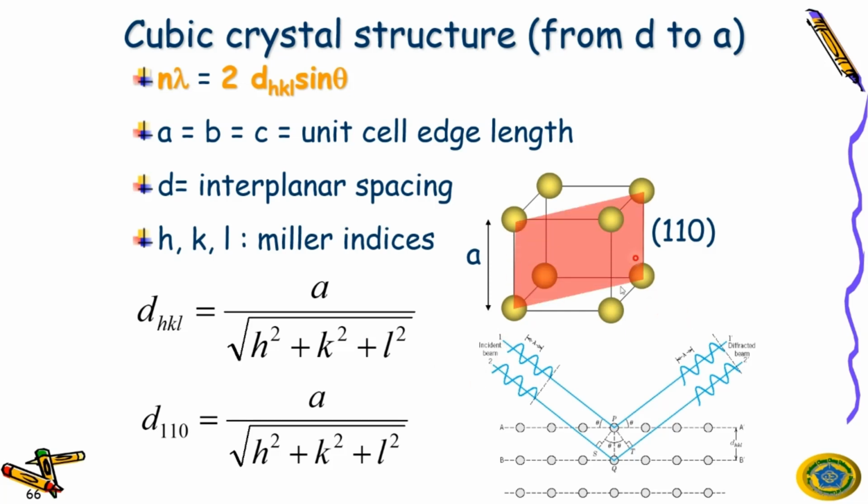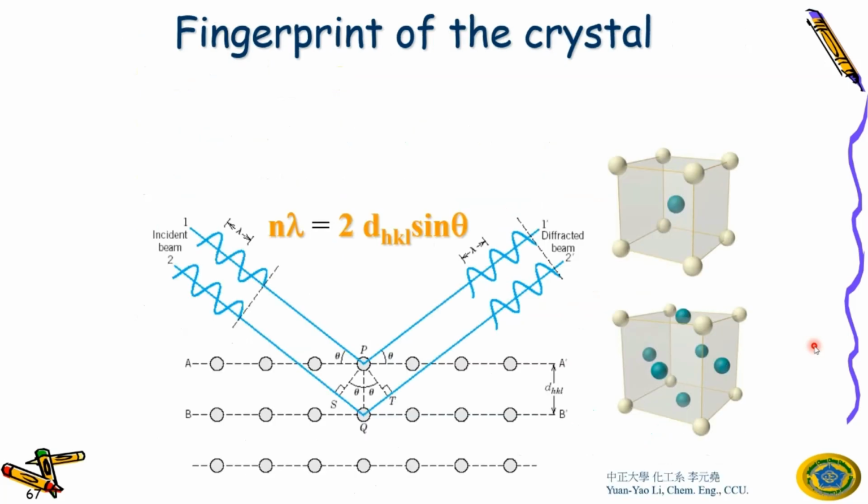For example, I'll just give you an example. I give you this, and you find the D spacing of the plane 110, and you can get the edge length. No problem. Okay. So this is also the fingerprint of the crystal.